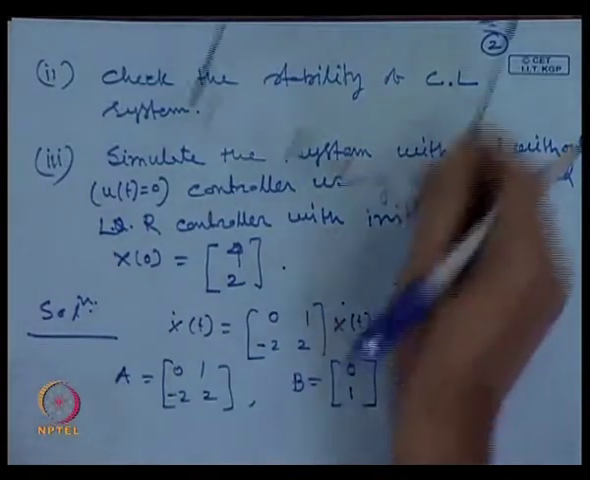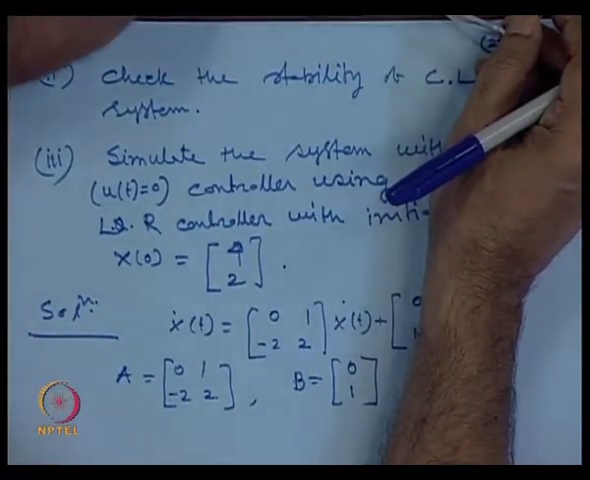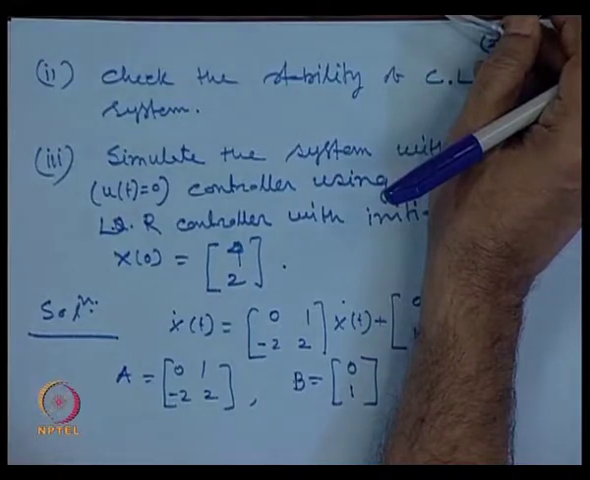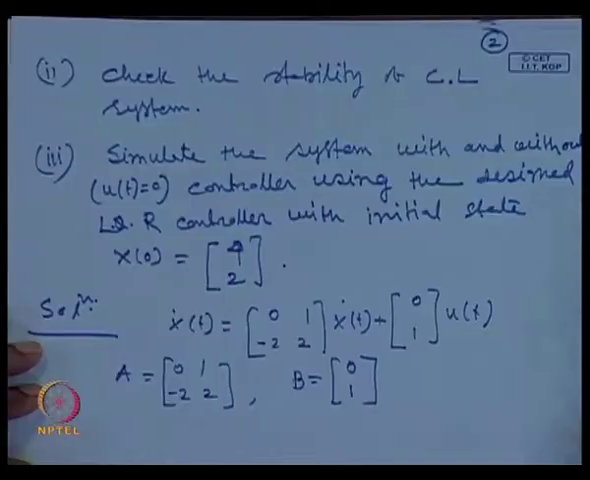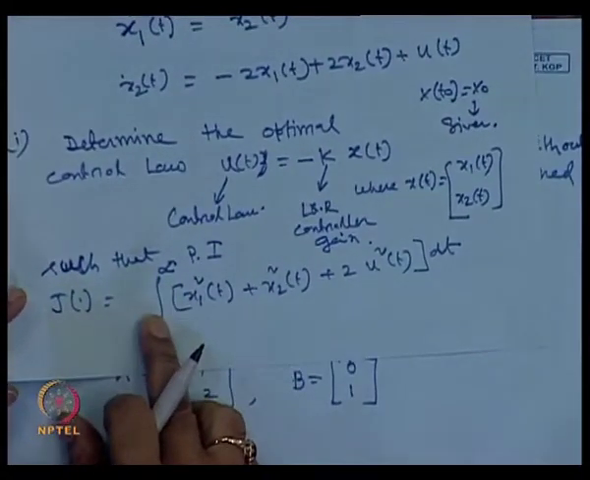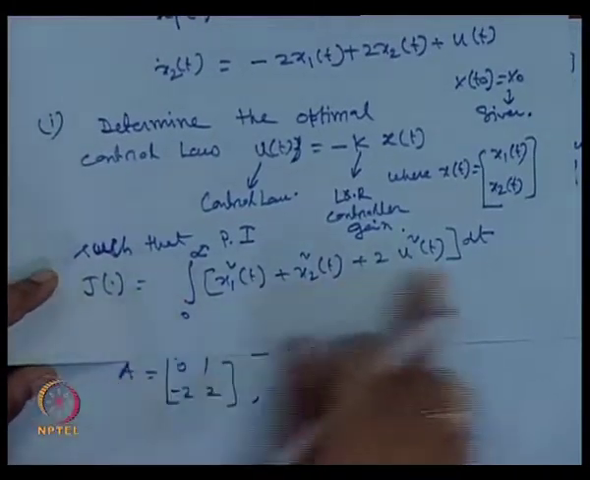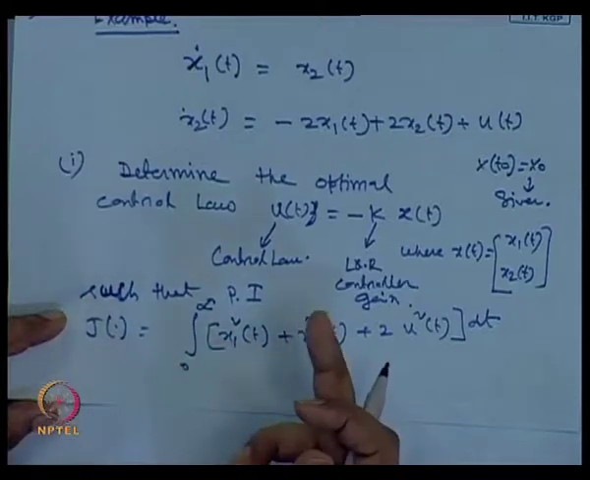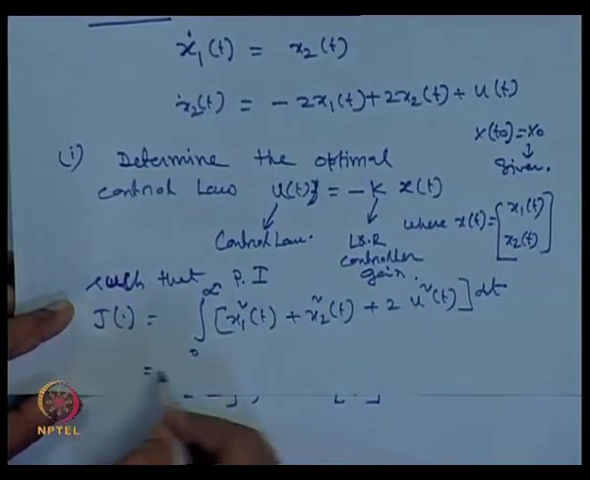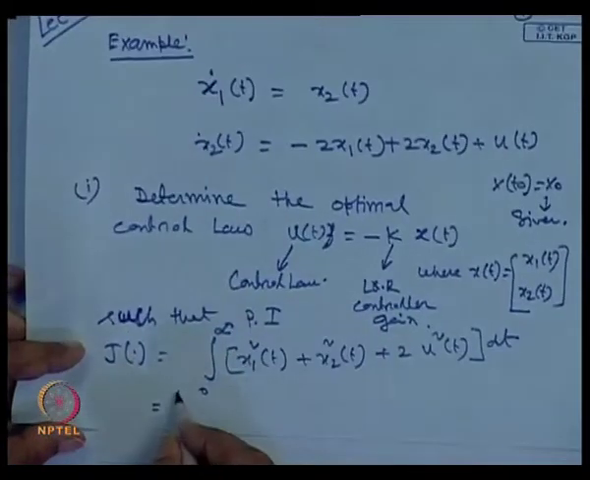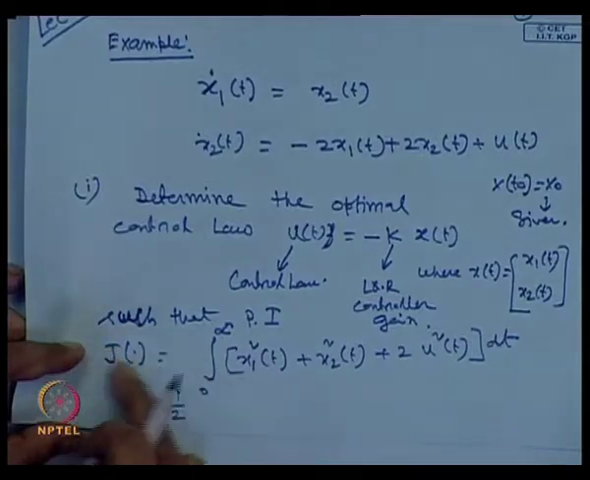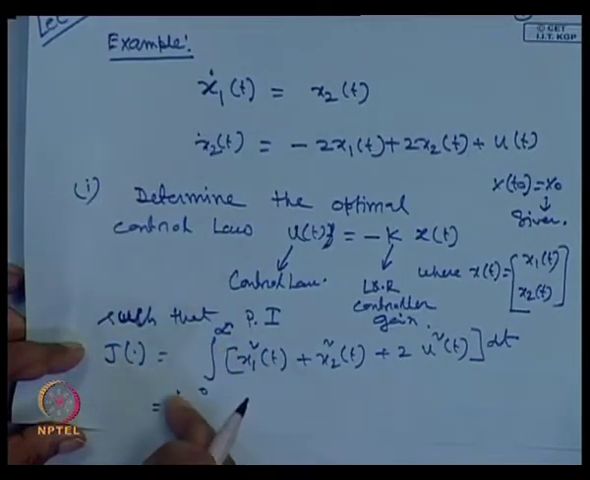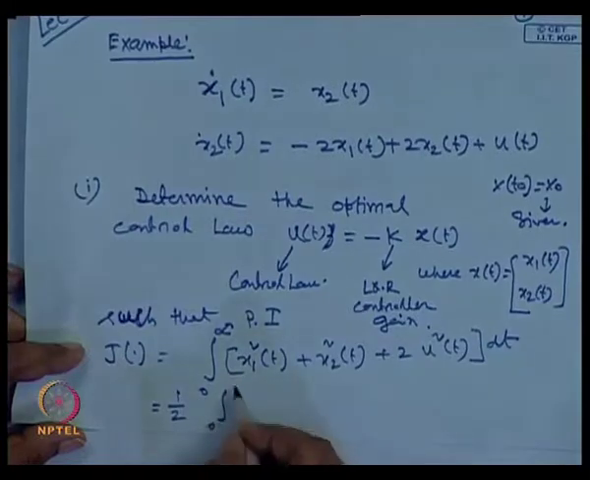If you see this, our Q and R matrix, we can easily write it. This performance index we have to convert into a standard form. That means, if you permit me, I can write it with a half, because the performance index should be half times the integral from 0 to infinity.